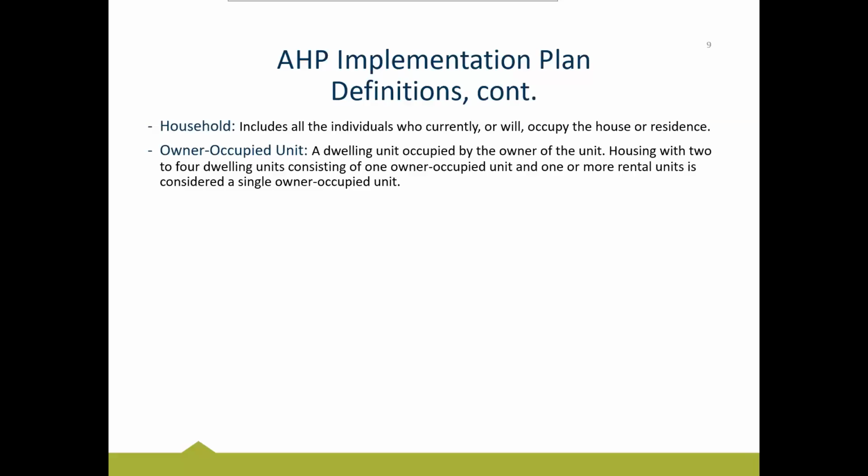We want to make sure everybody who currently or will occupy the home is included in the household count. When we're talking about income specifically, we do want to make sure we have our household count right. So that includes minors, adults, whoever is living in the home, because our income limits are based on the number of people who live in the household.